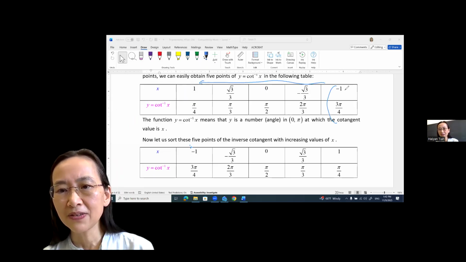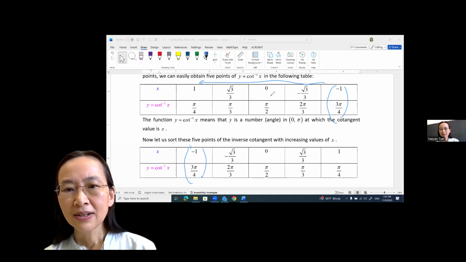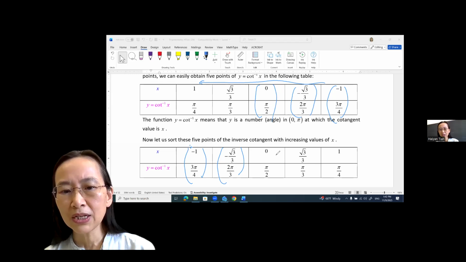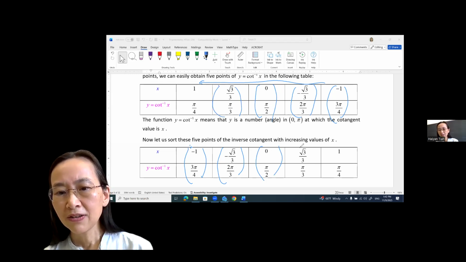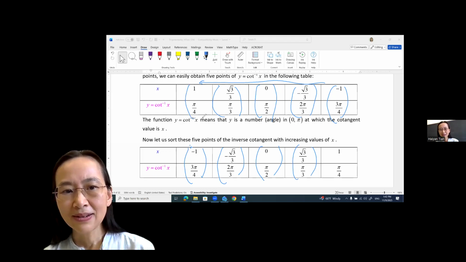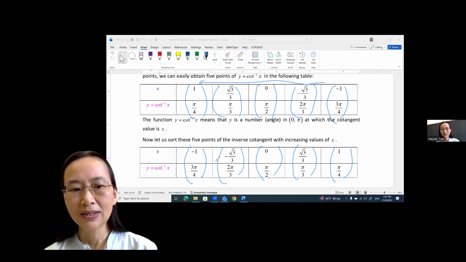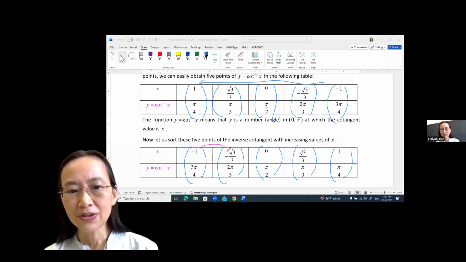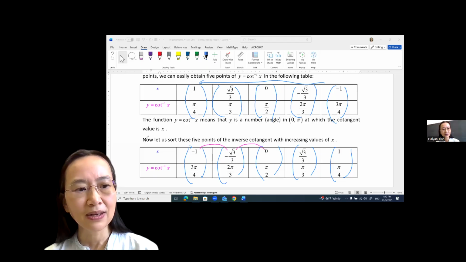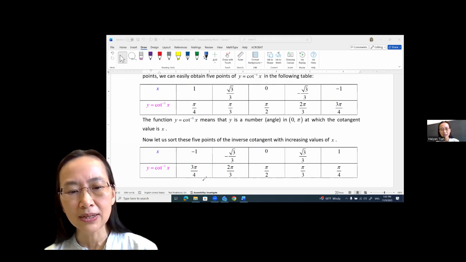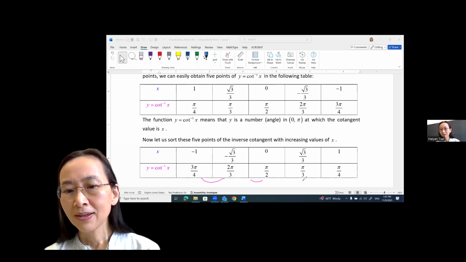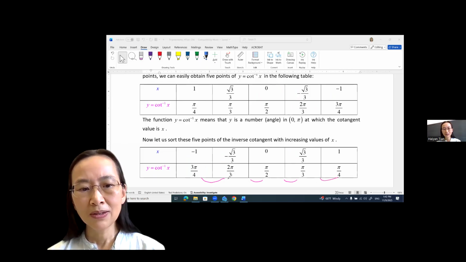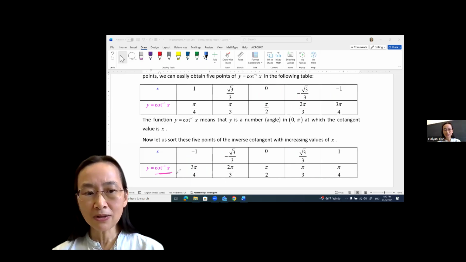So still this first point is here, and second point is here. And so just rearrange the list of the 5 points, so that the x coordinates increases, right? So we can see when x increases, what happens? The y is the cotangent. So it decreases, so that we can recognize the cotangent inverse is a decreasing function.